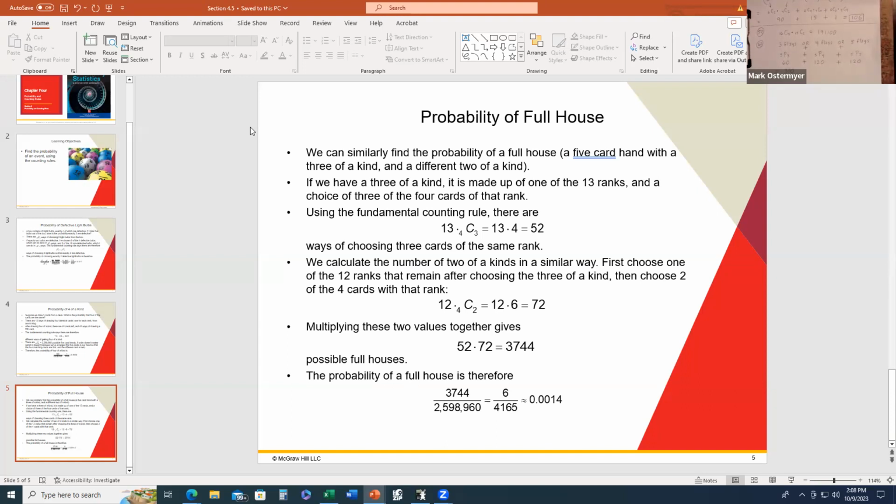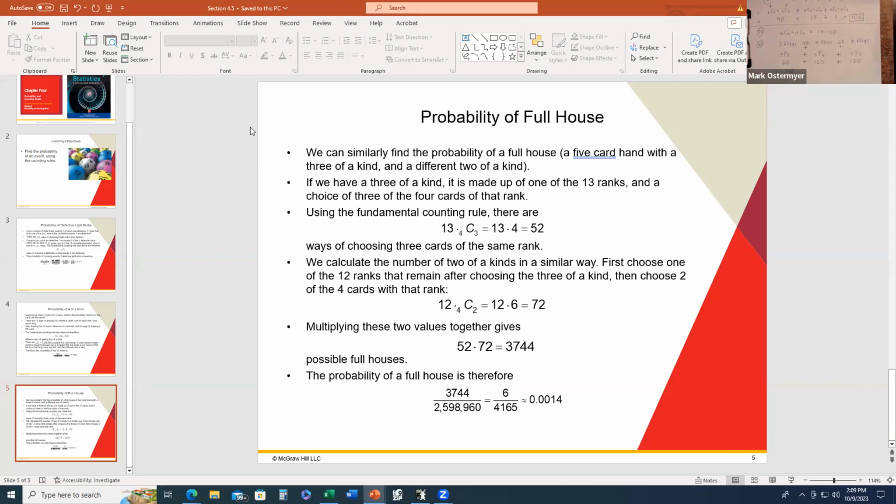So if we have 3 of a kind, it is made up of one of the 13 ranks and a choice of 3 of the 4 cards of that rank. Because remember, ladies and gentlemen, there is 4 cards for each rank because there's 4 suits. So each suit has 13 ranks, and there's 4 cards that could be selected that have the same rank, whether they're all 4 aces or 4 kings or 4 queens or 4 jacks or 4 8s or 9s or 10s or whatever.